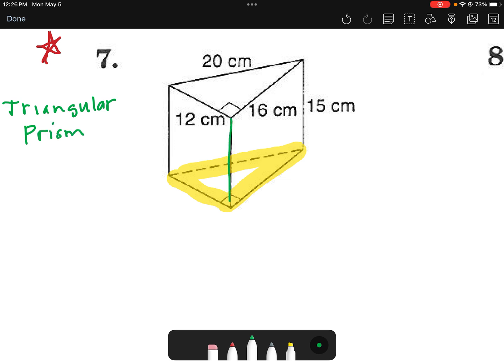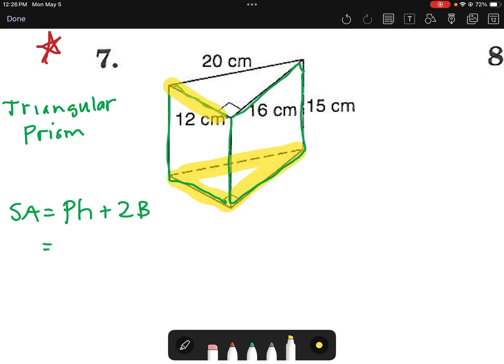Okay, and again, it's a prism because there are rectangles that go around each triangle. There's 2 triangles that are parallel to each other, and those lateral faces are rectangles. How do you find surface area of a triangular prism? Well, you're going to find it the same way you find it for any prism. Perimeter of the base. We're going to do 12 plus 16 plus 20. That's our perimeter of the base.